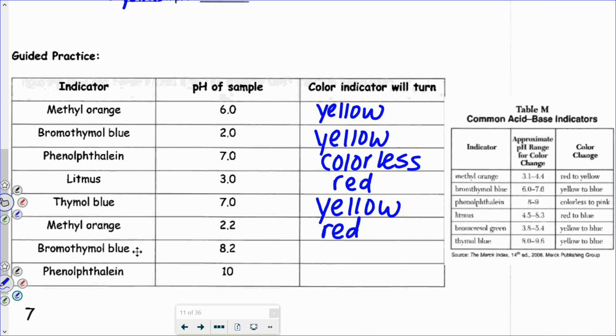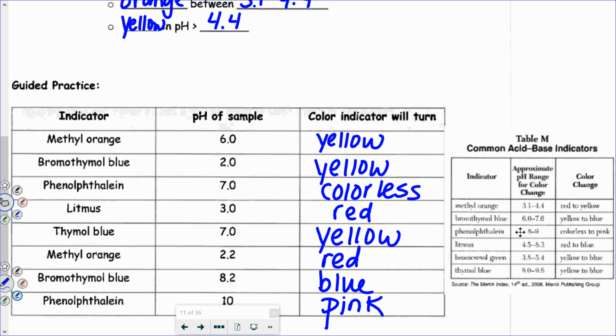Bromthymol blue at 8.2. Here's bromthymol blue. 8.2 is greater than 7.6, so it's greater than the number on the right. It's the color on the right, so it is blue. And then finally, phenolphthalein at a pH of 10. Here's phenolphthalein. 10 is greater than 9, so it's greater than the number on the right, so it's the color on the right. So it would be a bright pink.